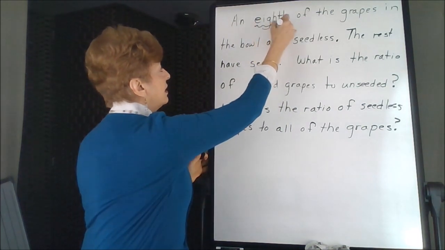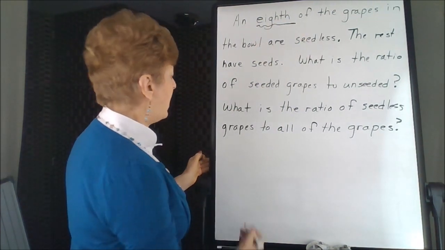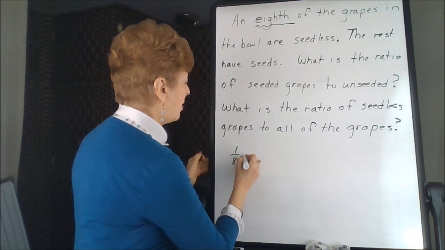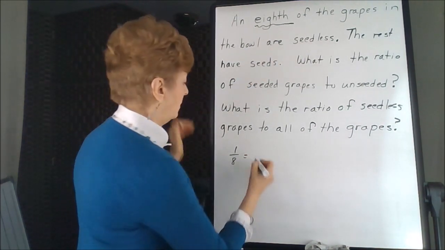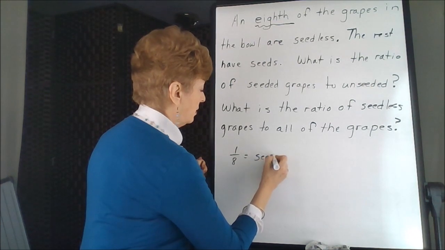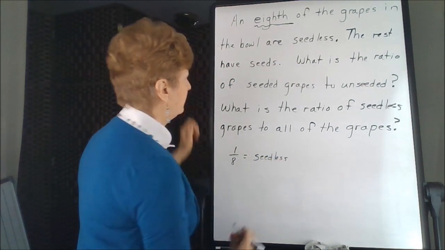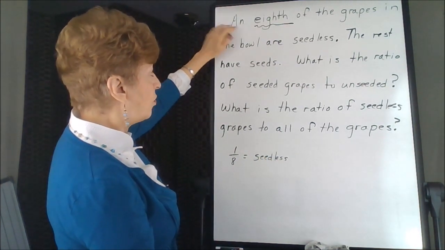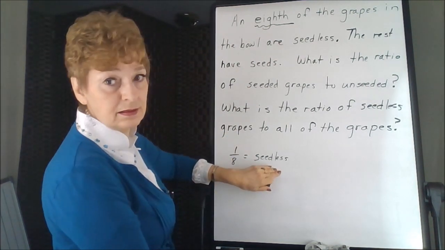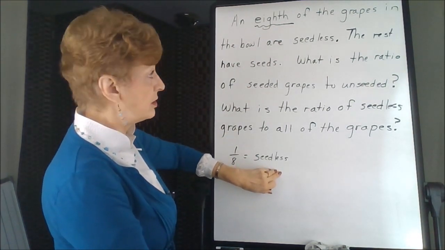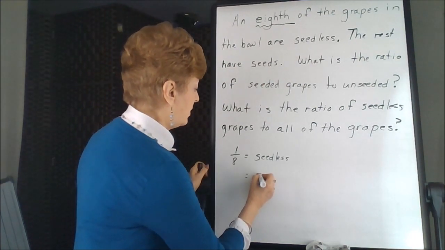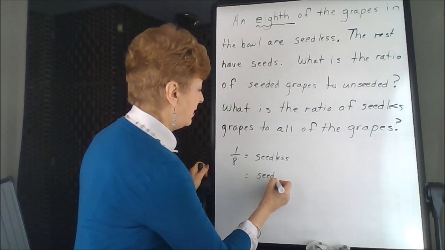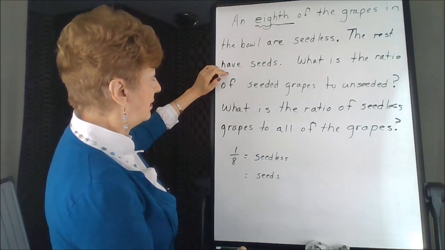So here's a number, 1/8. And 1/8 represents the seedless grapes. Okay, so I'm connecting 1/8 with seedless. That's my first piece of information. The rest have seeds. So how do I find the rest?